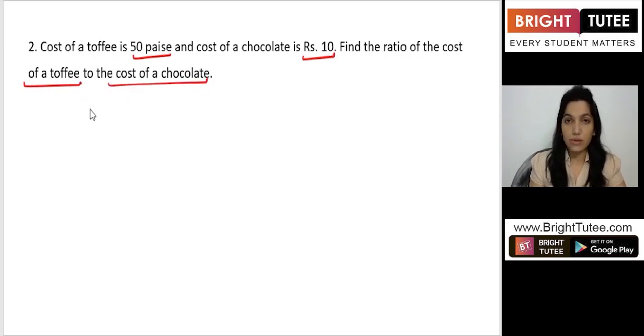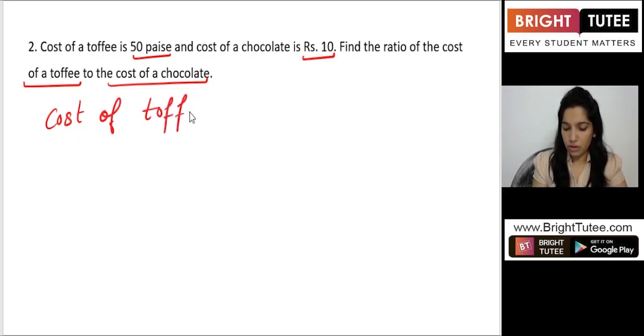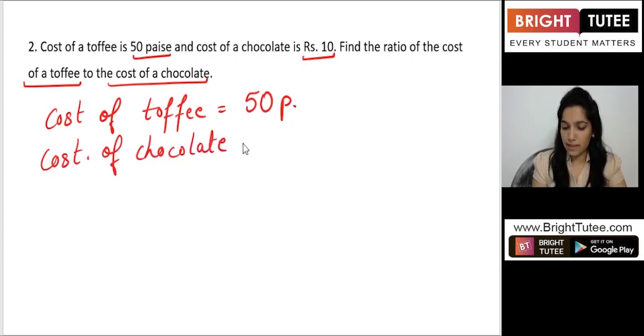Okay. Now let us write it here. What is the cost of toffee? Let us write cost of toffee. It is equal to 50 paise. Now the cost of chocolate that we have is given in rupees, so we must change it to paise. So 10 rupees, when we change it into paise, because 1 rupee has got 100 paise, will be 10 multiplied by 100 paise, right? So it is 1000 paise.